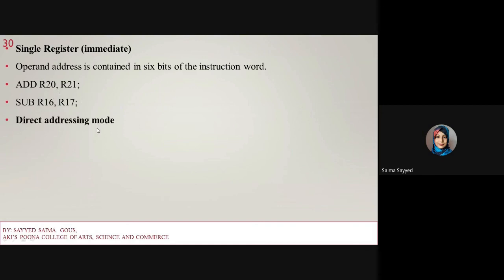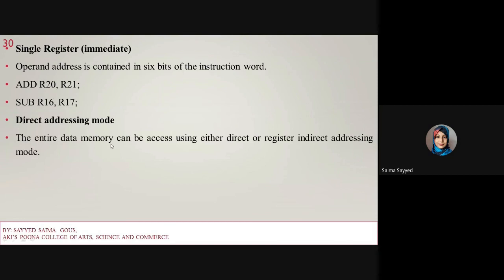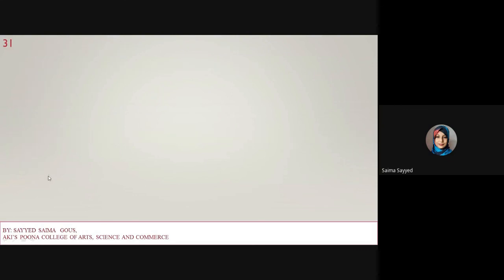Now direct addressing mode. The entire data memory can be accessed using either direct or register indirect addressing mode. Here we are sending the data to a memory location, or getting the data from a memory location. One instruction is LDS, load from location 0x560, so the contents of this memory location get loaded to R19. So this is direct addressing mode.